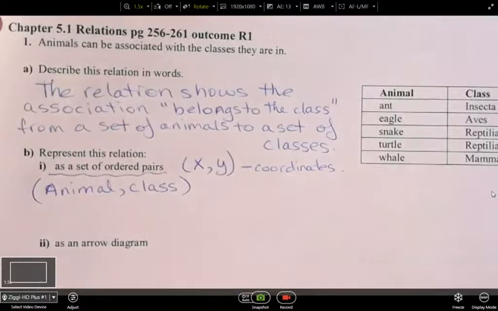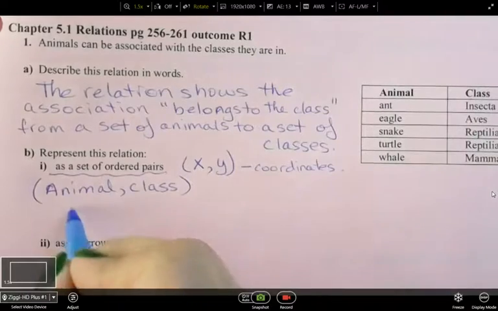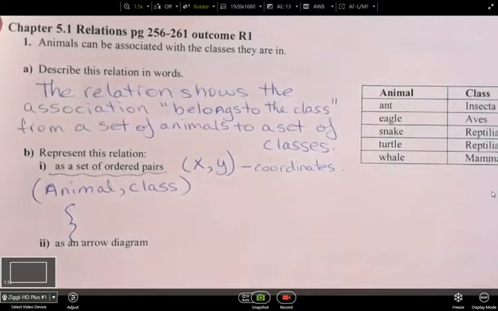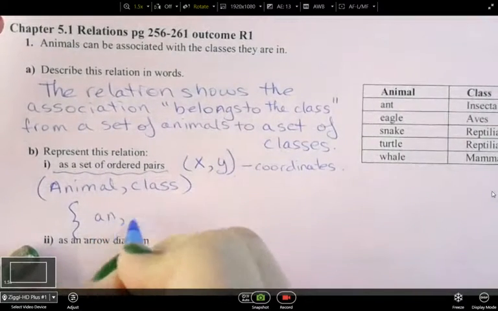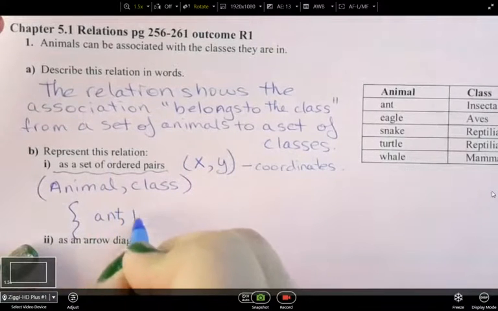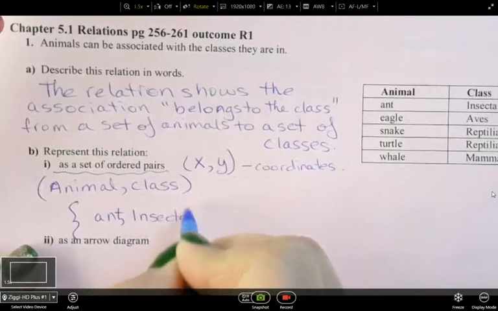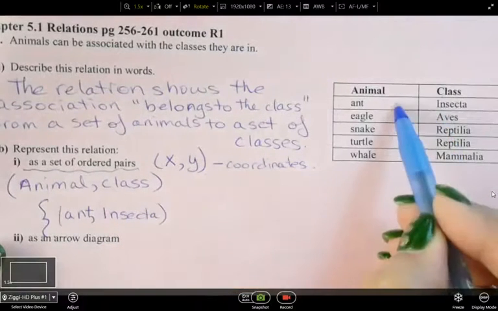Now, do you remember how we bracket a bunch of points that we're listing, or a bunch of data points that we're listing? What kind of brackets we use around all of them? So we want to put all of our points in that curly bracket. So I'm going to open my curly bracket, and then first I'm going to have ant, and then I'm going to have Insecta. Okay, because these two appear on the same line here. So over here on the same line.